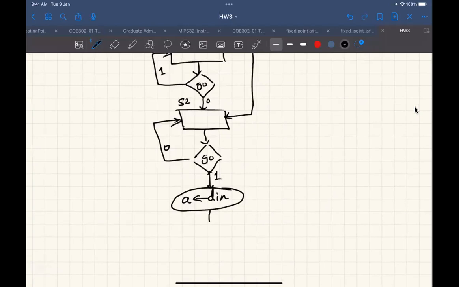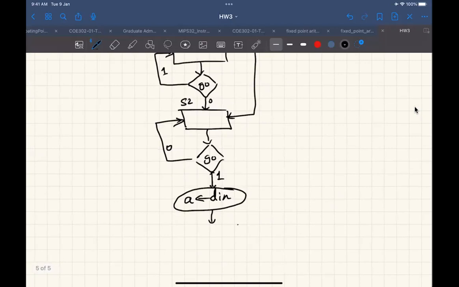So we need to create a new state, right? Because now at this state S3, we know that we read A. A has its value from the N, right? Now we want to read what? B, okay?